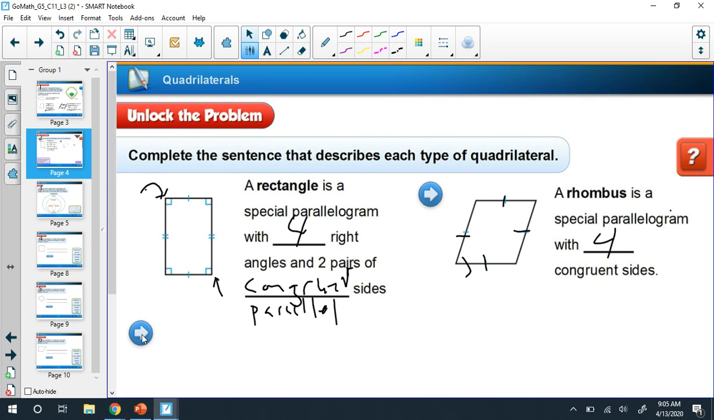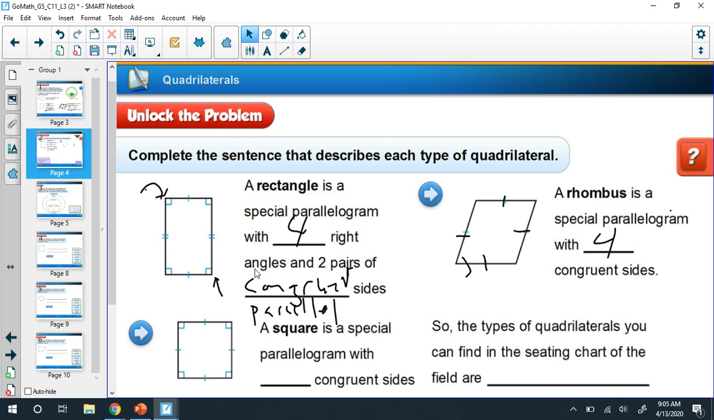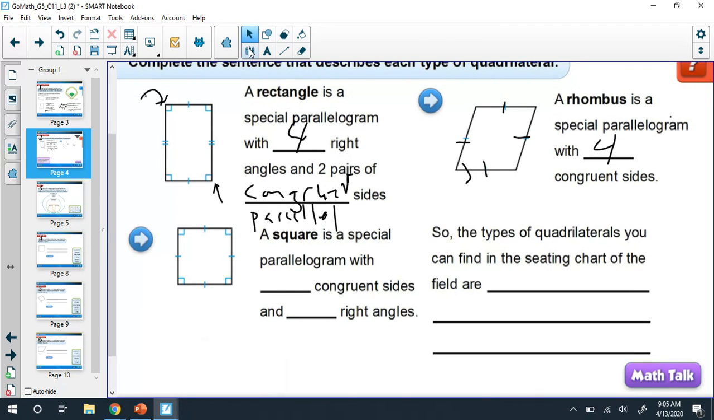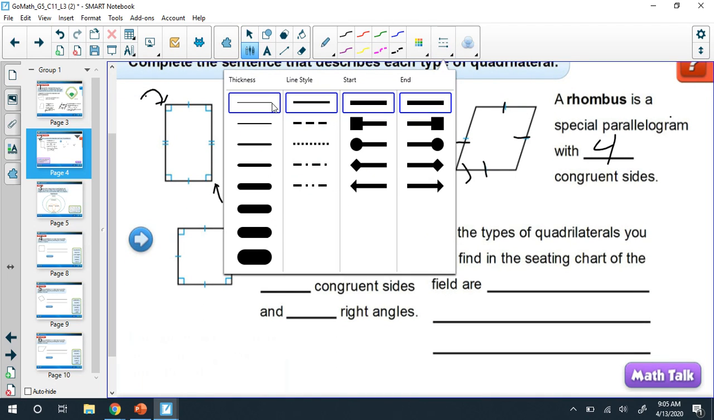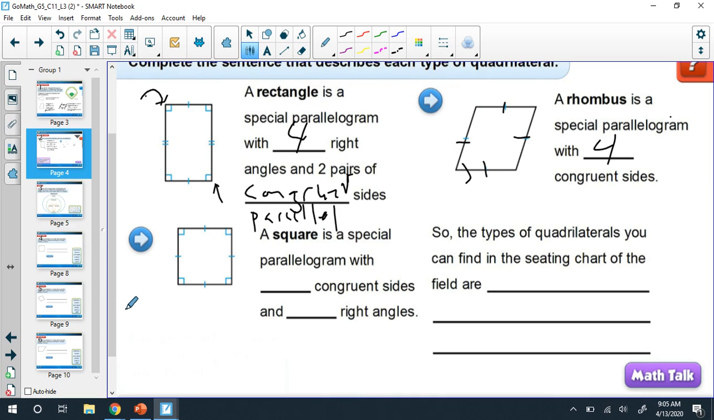which brings us to our next quadrilateral, and that is this one down here, and it is a square. A square is a special parallelogram. It has 4 congruent sides, just like a rhombus, so it is a rhombus. It also has 4 right angles, which means that it is also a rectangle.